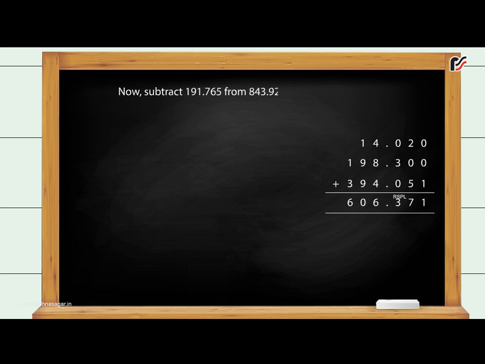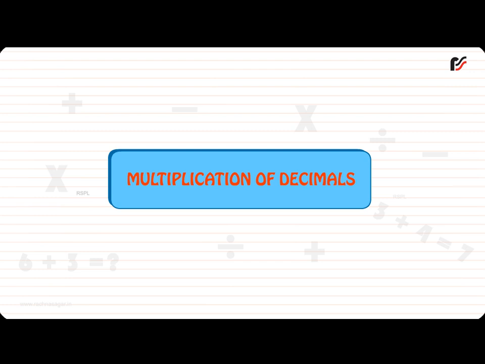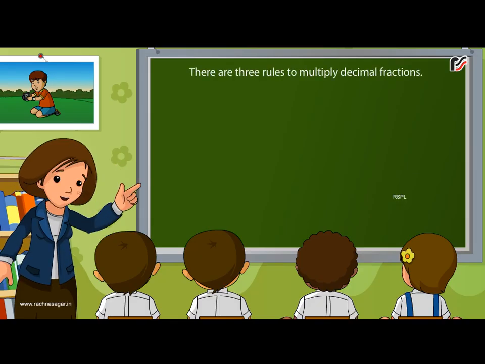Now subtract 191.765 from 843.92. Before subtraction, change all the decimals as like decimals. 843.920 minus 191.765 is equal to 652.15.